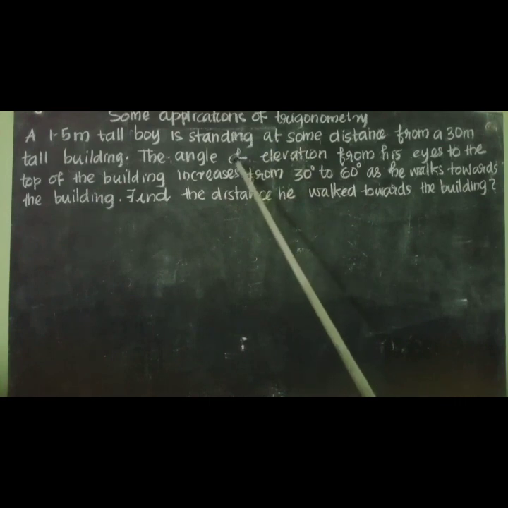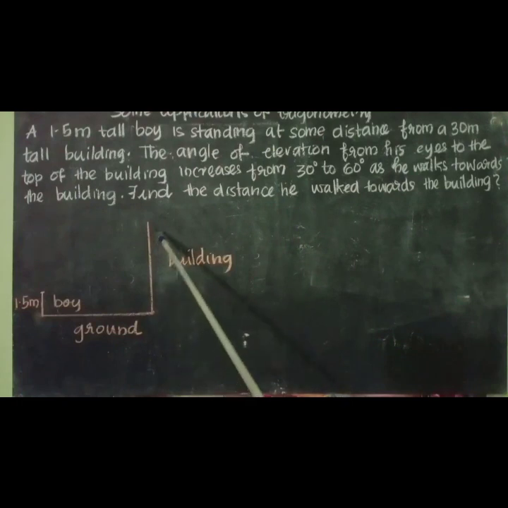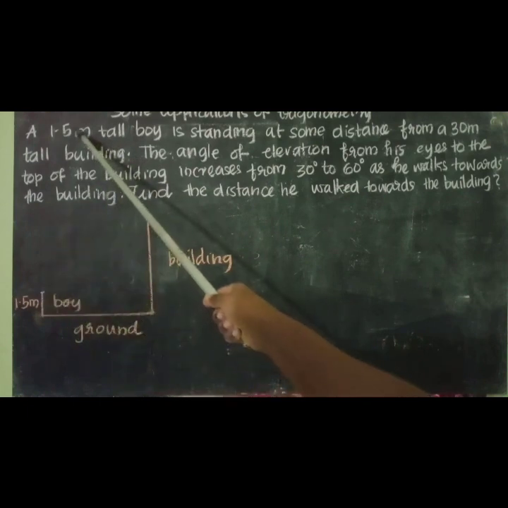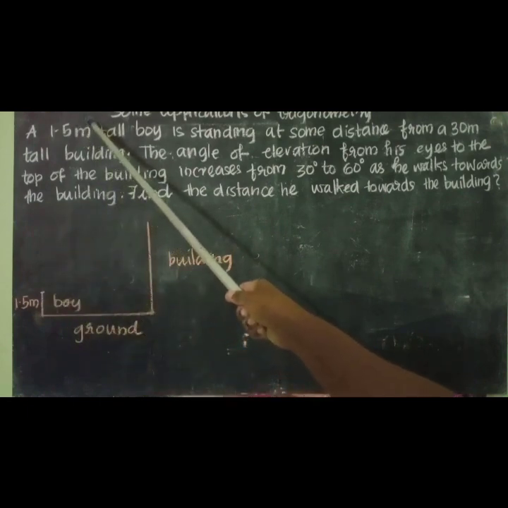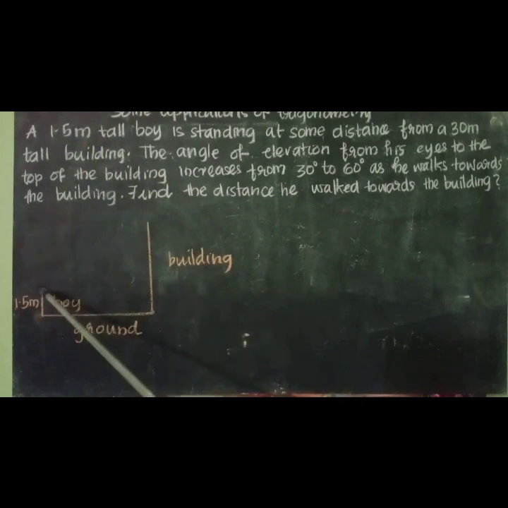Find the distance he walked towards the building. So first let us draw the figure based on this information. So there is a building. A boy with a height of 1.5 meter is standing here. Here the height is mentioned specifically. So we need to mark that height here, 1.5 meter.